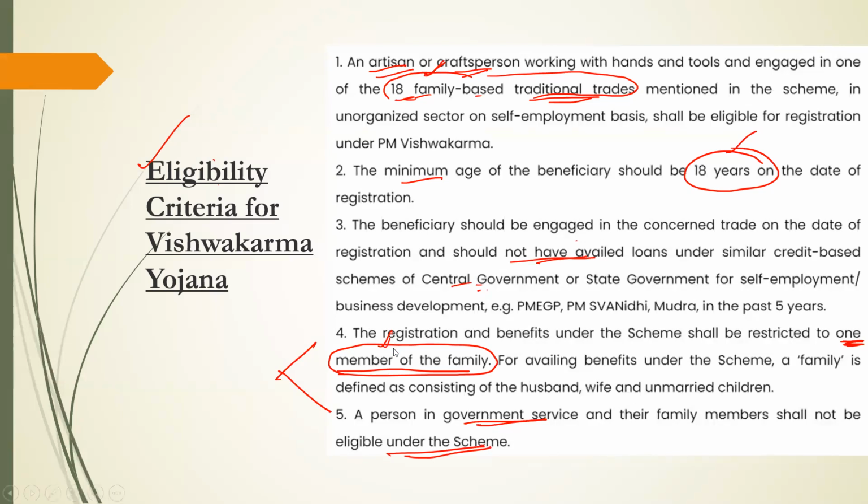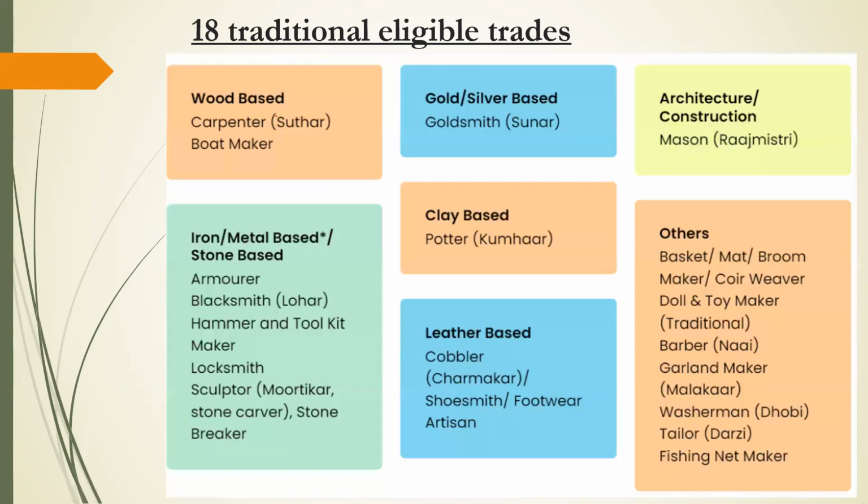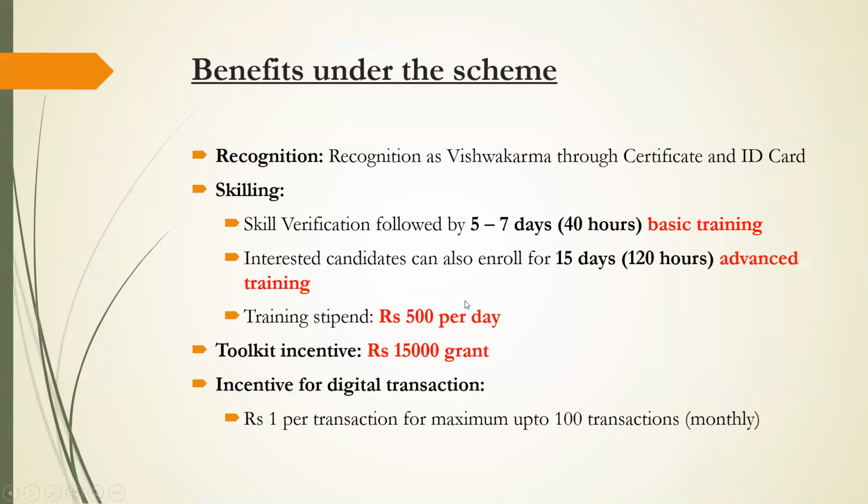Now let us see what those 18 traditional trades are. So here you can go through them. These are the 18 traditional trades which can avail benefits under PM Vishwakarma. Now, what you need to focus upon is the benefit. First is the recognition itself. You are recognized as a Vishwakarma through a certificate and ID card.